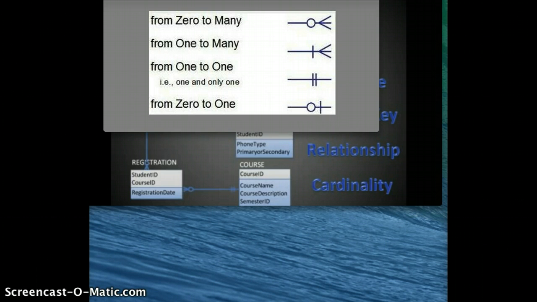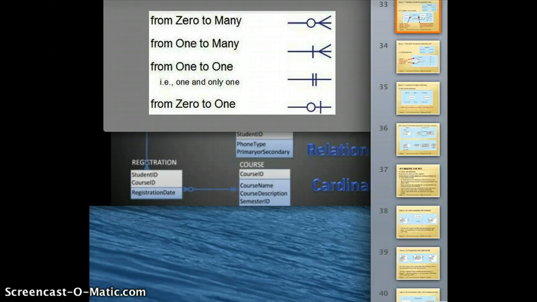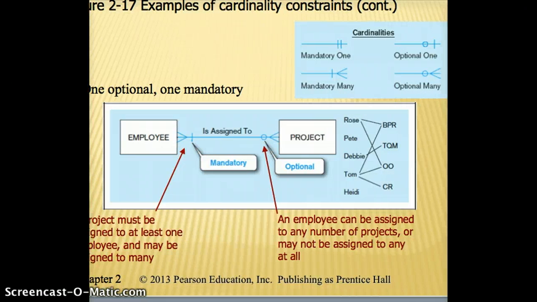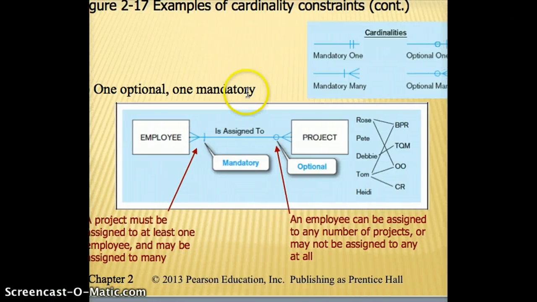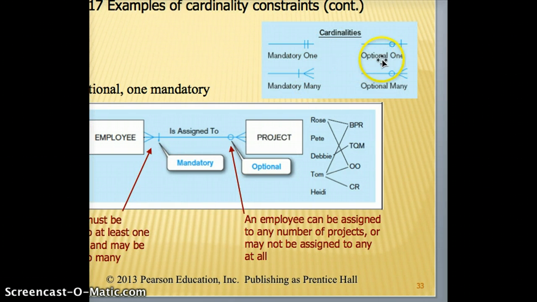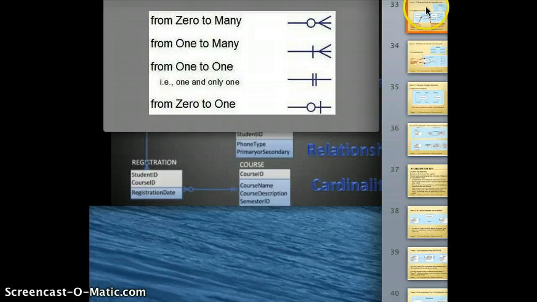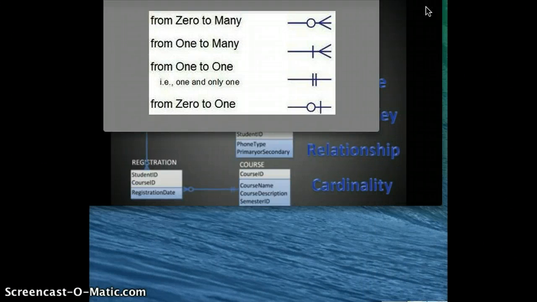And here, I'll just pull up another thing. This is the difference between optional and mandatory. This is actually Professor G's slide. So there's a mandatory line right here, and then this circle here represents optional. It's pretty straightforward. Here he has the cardinalities: mandatory one, mandatory many, optional one, optional many. And that also means 0 to many. So yeah, that's a very good example.